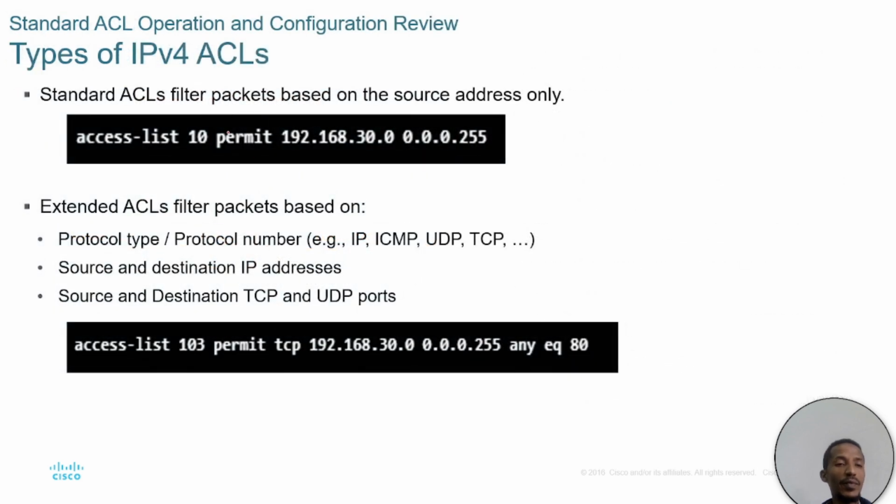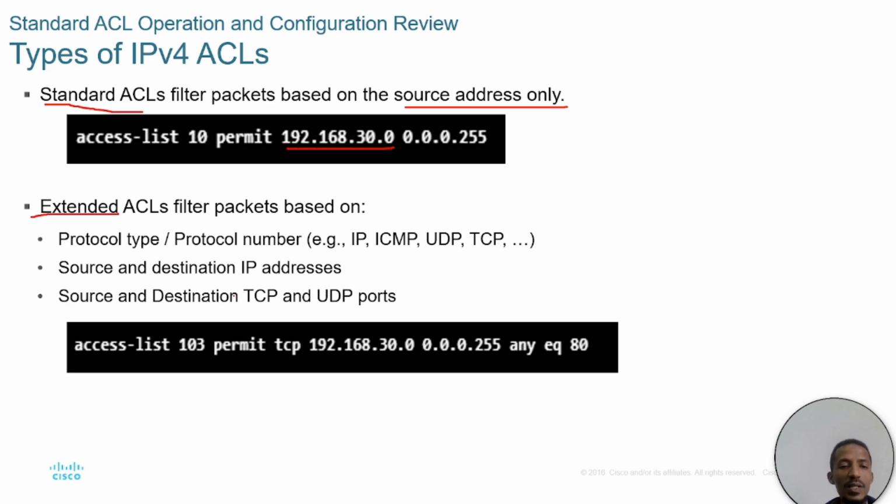So there are two types of access control lists. One of them we call standard, based on the source address only. Another one is an extended access control list. So in the case of standard, you can see this is based only on an IP address.